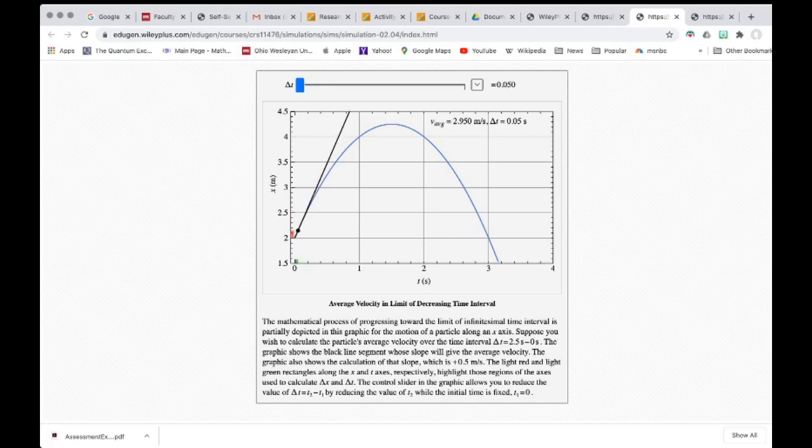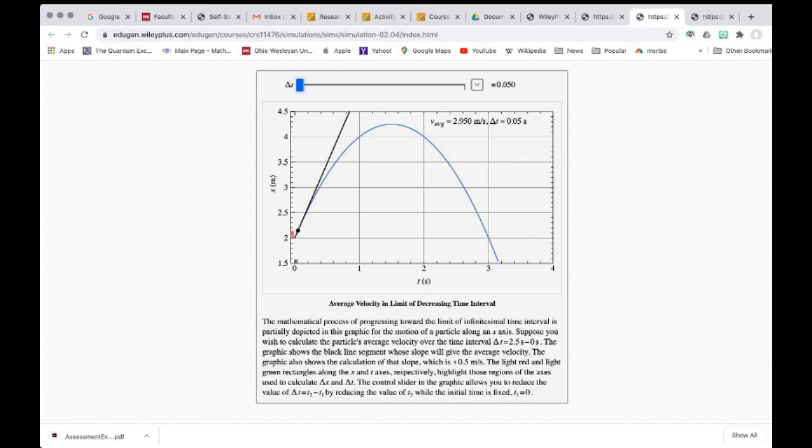Now this slider doesn't let me have delta t go all the way to 0. The smallest I can get is delta t is 0.05 seconds, but it's showing you that I'm approaching a black line here that just glancingly touches the curve. And such a line that glancingly touches the curve at one point is called a tangent line for the curve.